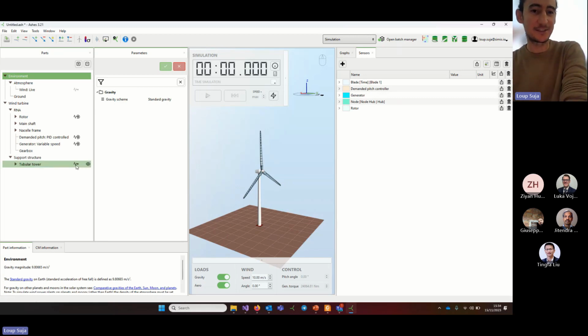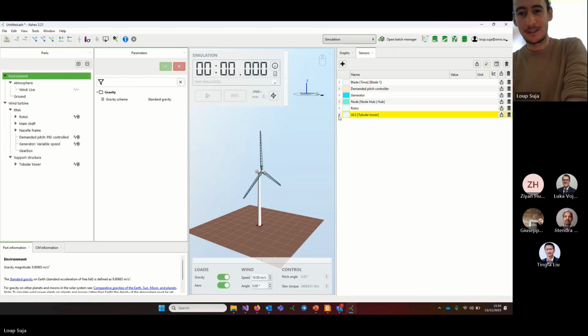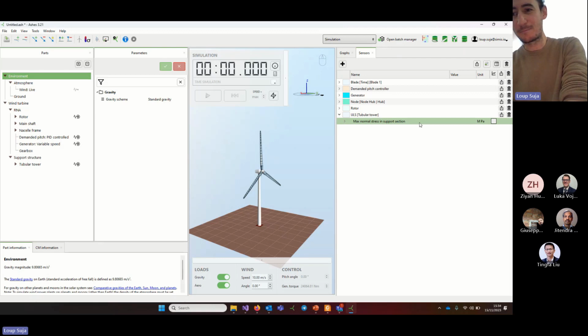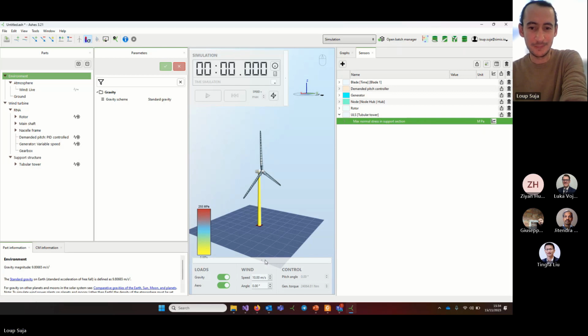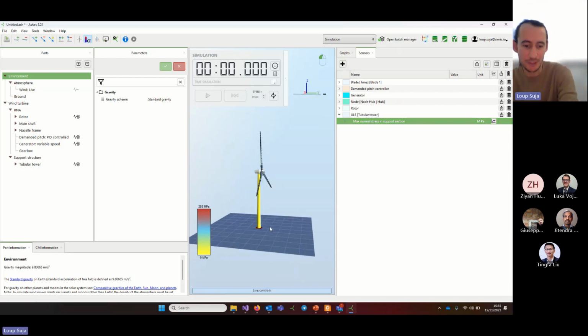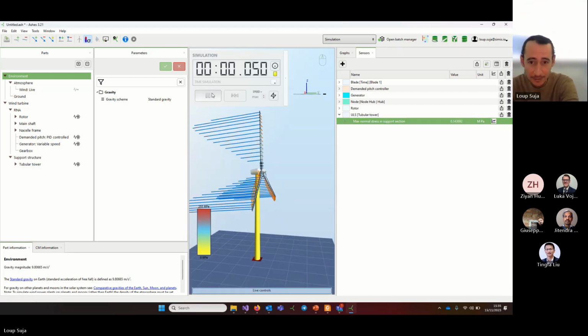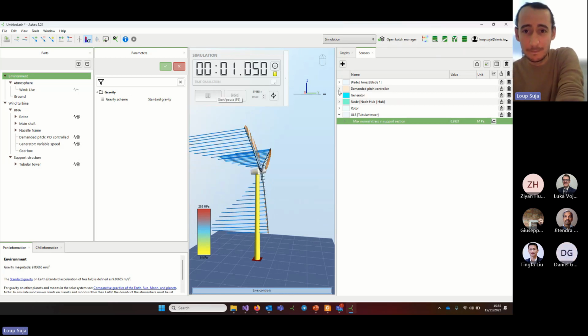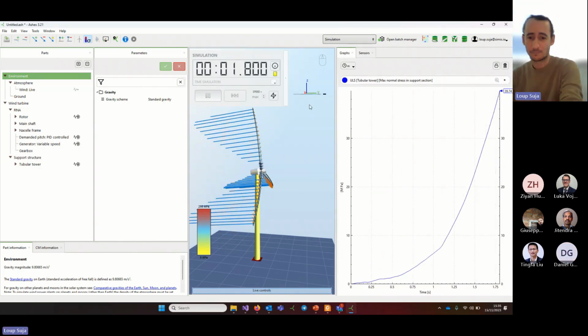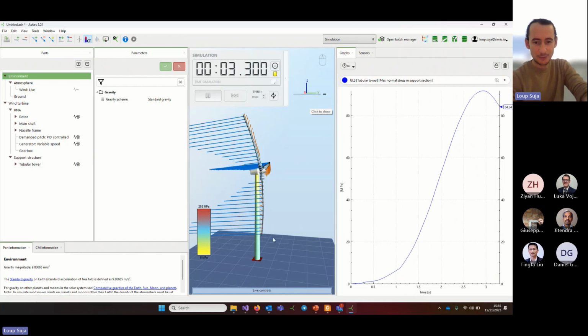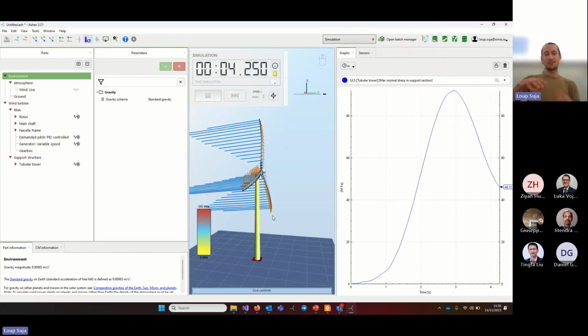And I'm gonna add a sensor here, and this is gonna give me the maximum normal stress in the tubular tower. And we can also look at the stress distribution. So I start my simulation now, and we can see, so the color here is telling you how much stress the elements have.